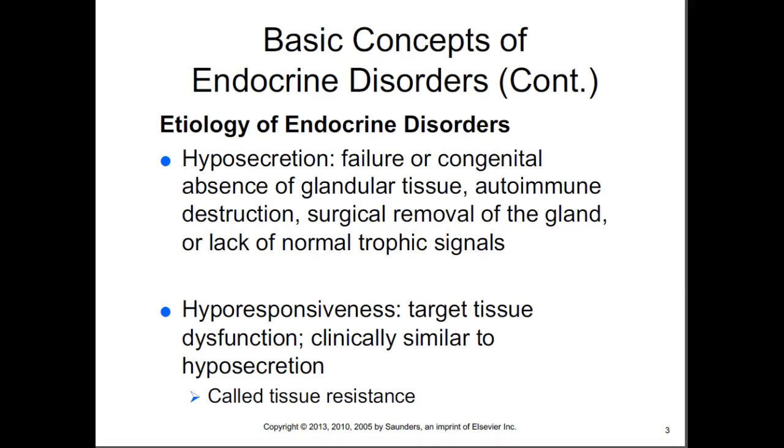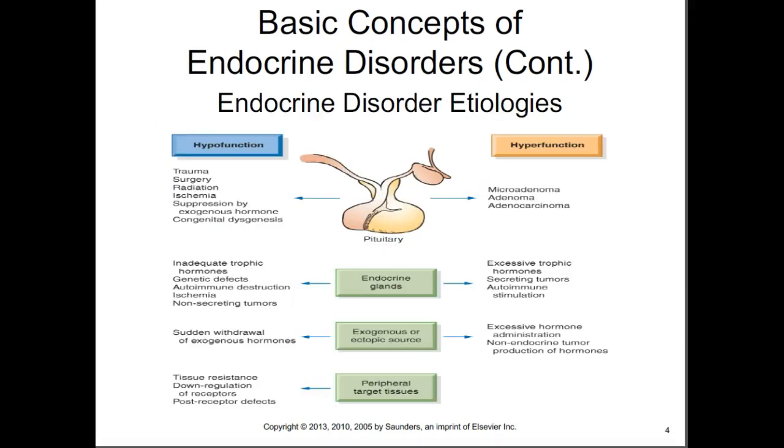Hyporesponsiveness. So the target tissue is dysfunctional. It's clinically similar to hyposecretion, but it means that the problem isn't that the gland isn't secreting it, it's that the target tissues aren't understanding the message. So that could be a receptor problem, like insulin resistance. All right, so you can see their hypofunction. Some of the etiology behind hypofunction: trauma, radiation, ischemia to the gland. And then hyperfunction: microadenoma, adenoma, and adenocarcinoma.